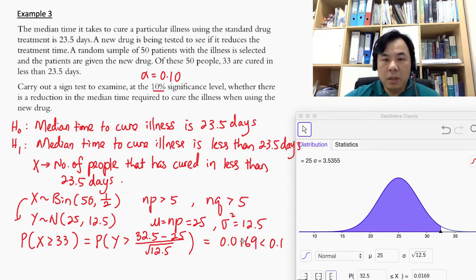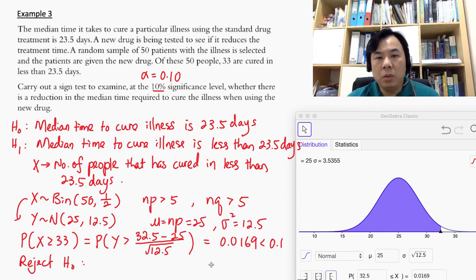Now therefore this is in the rejection region. It's in the rejection region. Therefore we have sufficient evidence to reject H naught. Rejecting H naught means that the median time to cure the illness is actually less than 23.5 days there. All right. Now I hope that is clear at this point.